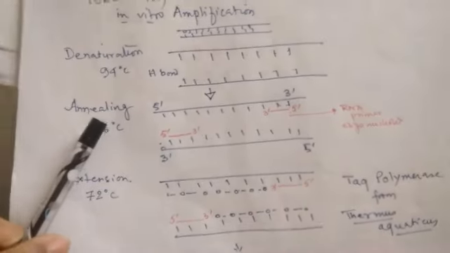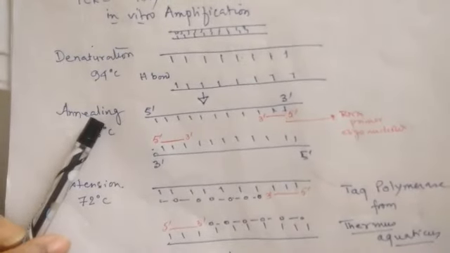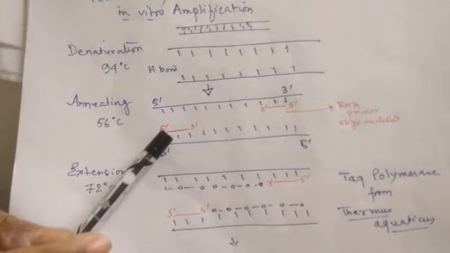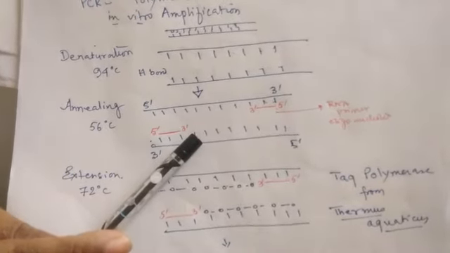The next step is annealing. Now we all know that DNA replication occurs in the 5' to 3' direction.